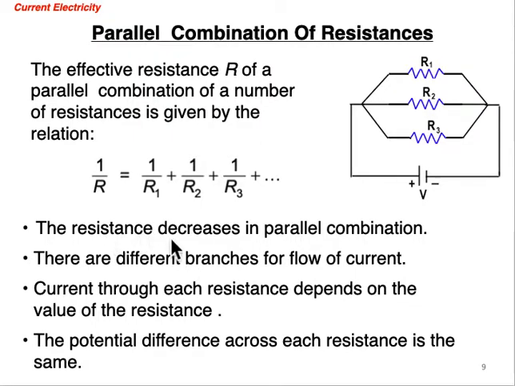The resistance decreases in parallel combination, which means the total resistance will be less than R1, less than R2, and less than R3. That is, less than any of the individual resistances connected in the circuit. There are different branches or paths for flow of current. Current through each resistance depends on the value of the resistance. Each of the three resistances gets the same potential difference here. So the smaller resistance will get larger current. The larger resistance will allow lesser current.